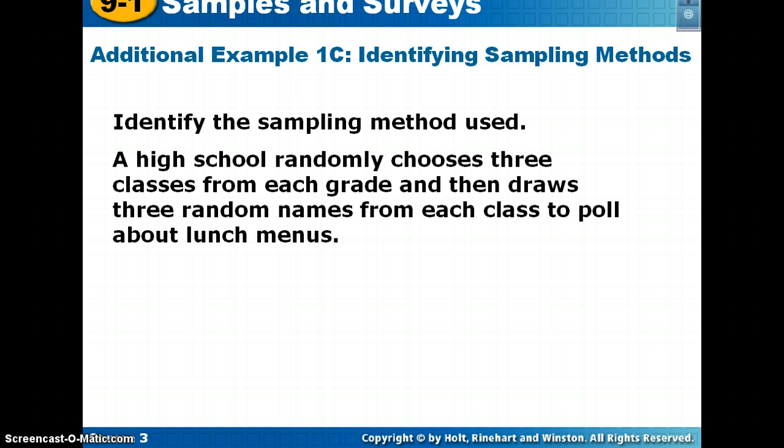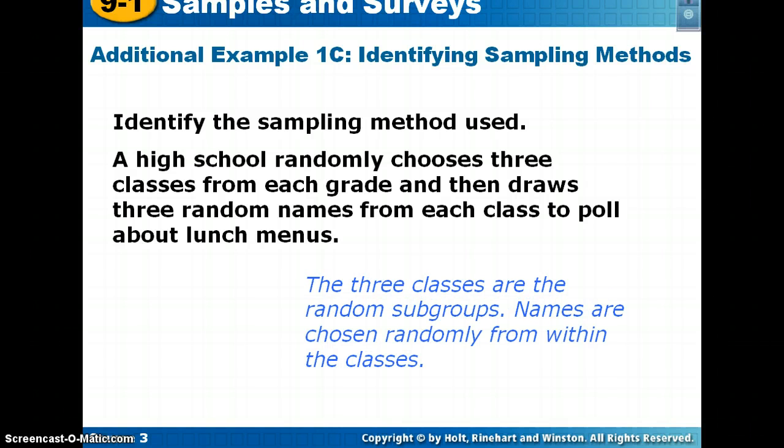This one, a high school randomly chooses 3 classes from each grade, then draws 3 random names from each class to poll about lunch menus. All right, the 3 classes are the random subgroups. The names are chosen randomly from within the classes. I think choosing by each grade makes them a subgroup also. So that's stratified random sampling.